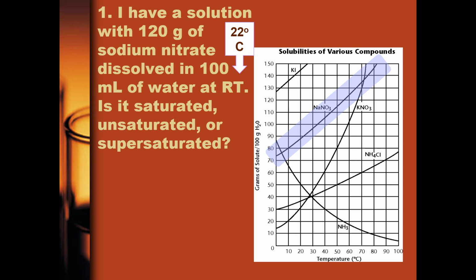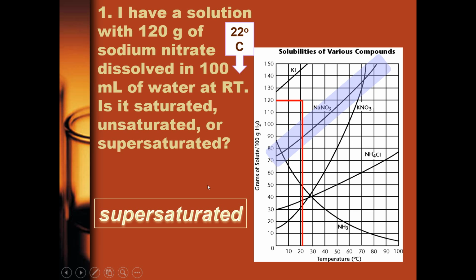Now, when we find the intersecting point between 120 grams and 22 degrees Celsius, it intersects here, and this intersecting point falls above the sodium nitrate curve, which means we're talking about a supersaturated solution.